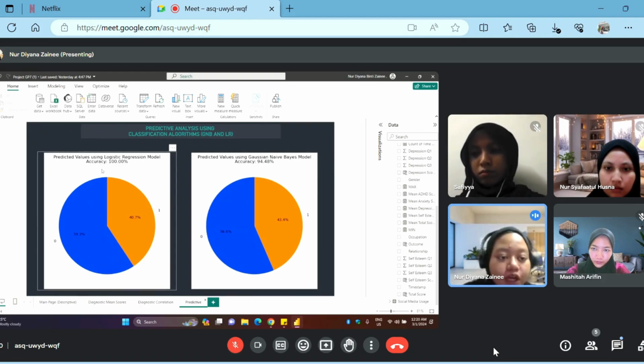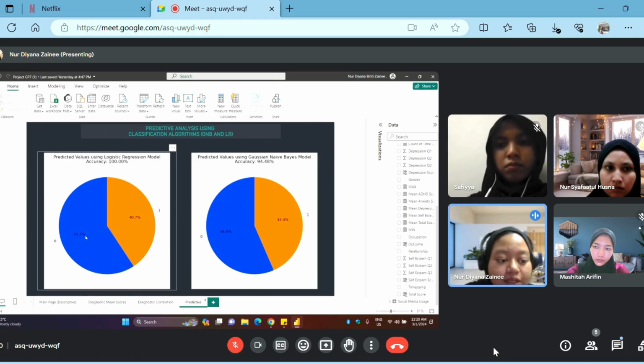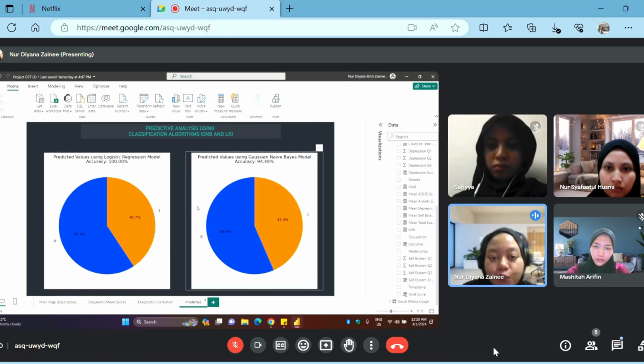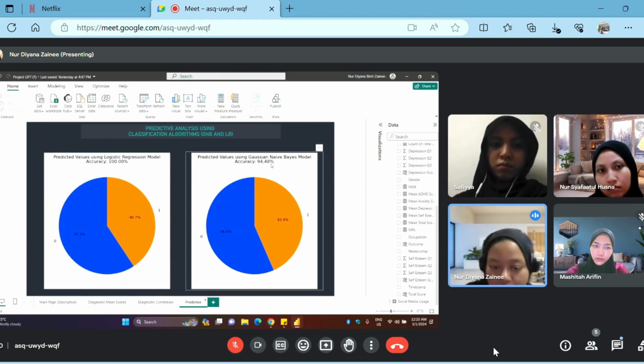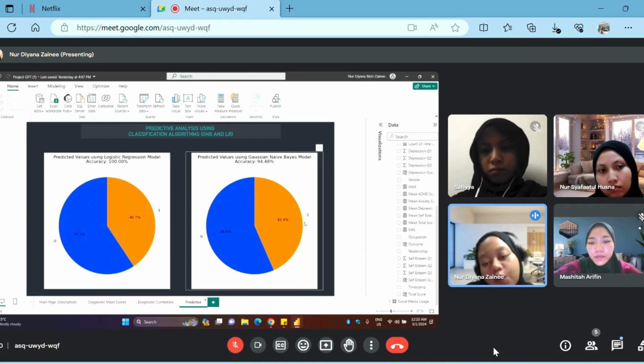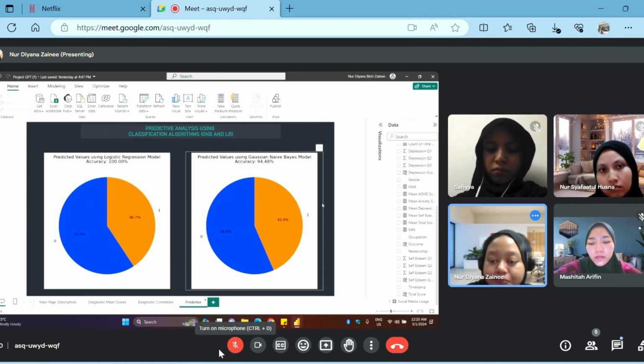So for the predicted values using LR, we have concluded that 40.7% have outcome 1 and 59.3% have outcome 0. Meanwhile, for the Gaussian naive Bayes model, with an accuracy of 94.48%, the outcome for 0 is 56.6% and the outcome for 1 is 43.4%. So we can conclude that people who will not have any mental issues in the future outnumber those who have bad mental issues.